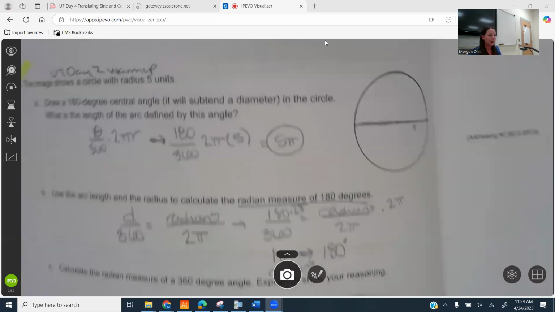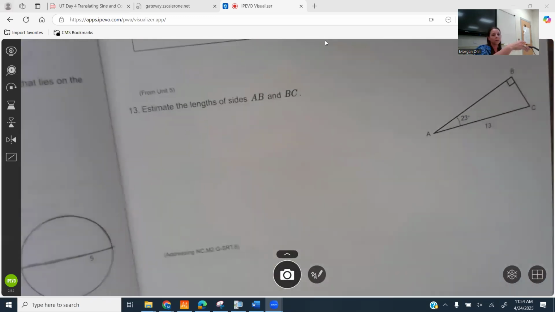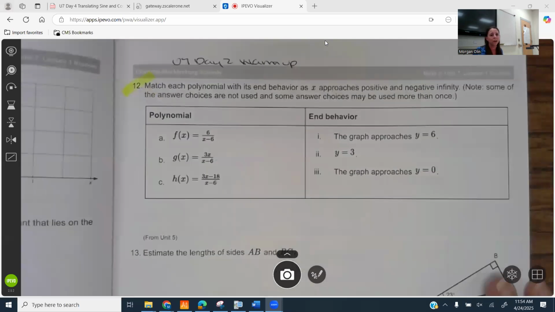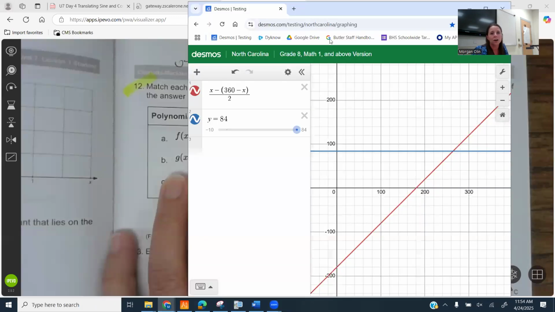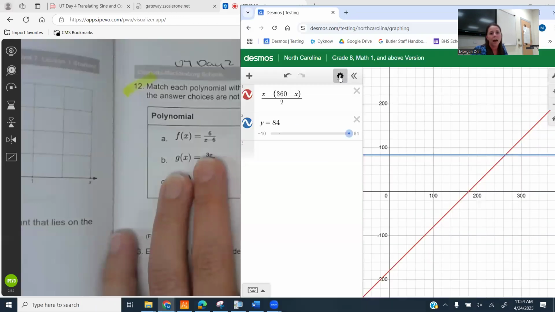Now, let's move on to page 19, number 12, for this as the warm-up. And if you want to try this on your own, you can. Match each polynomial with its end behavior as x approaches positive and negative infinity. Note some of the answer choices are not used and some choices may be used more than once. Well, what does this graph look like? With end behavior, I would start out just graphing whatever you have first.